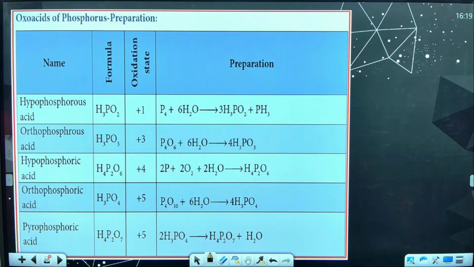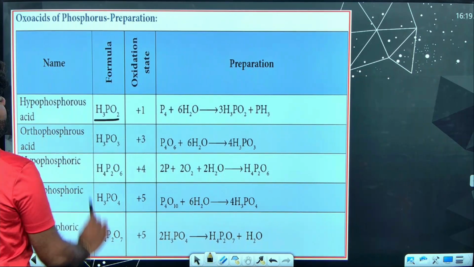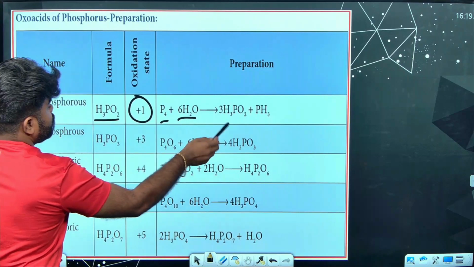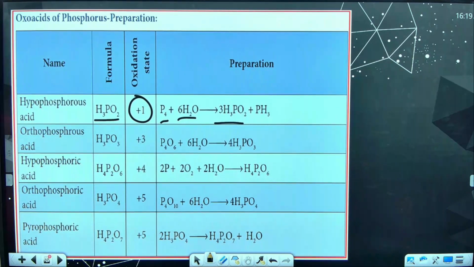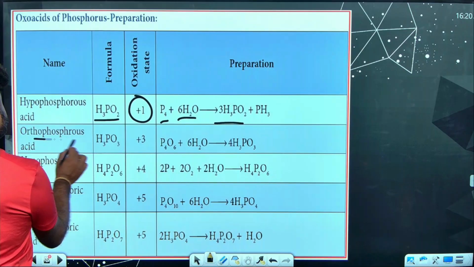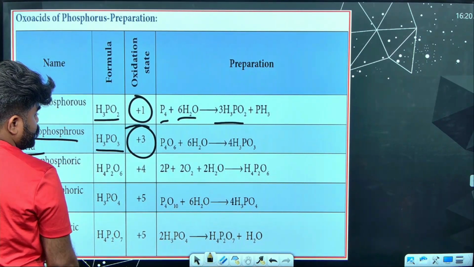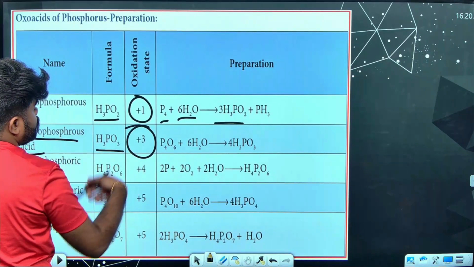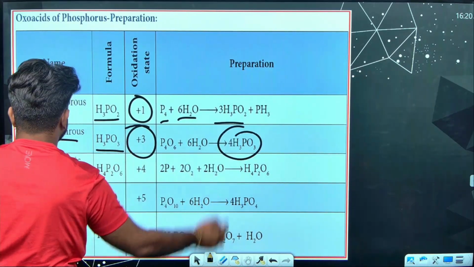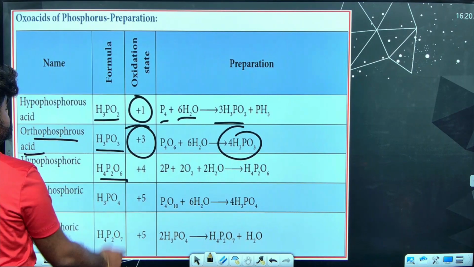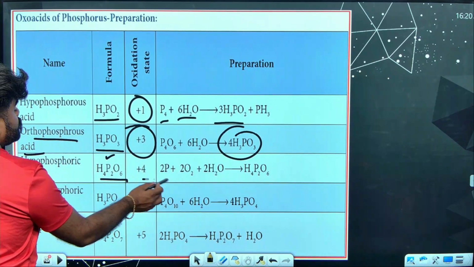Now let us see the methods of preparation of these different phosphorus acids. First, hypophosphorus acid, which has the formula H3PO2, in which phosphorus has oxidation state +1. So when phosphorus is hydrolyzed we get hypophosphorus acid. Then orthophosphorous acid, H3PO3, in which phosphorus has +3 oxidation state. How can we prepare it? When the oxide of phosphorus is hydrolyzed we get orthophosphorous acid.